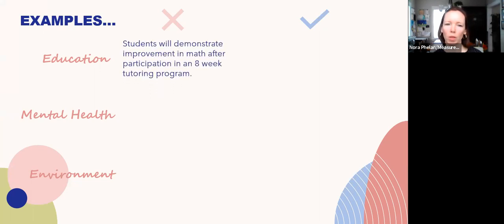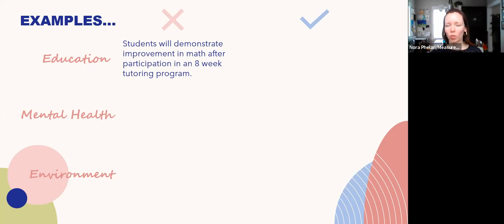An example goal might be students will demonstrate improvement in math after participation in an 8-week tutoring program. On the surface, sounds okay, seems pretty clear about what the intention is there. My first question would be which students? So there's no number there, there's no target. So the inference then would be that all students that attend are going to improve in math 100%, essentially, because you're not saying a percentage.